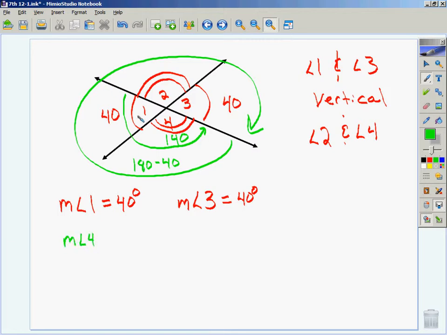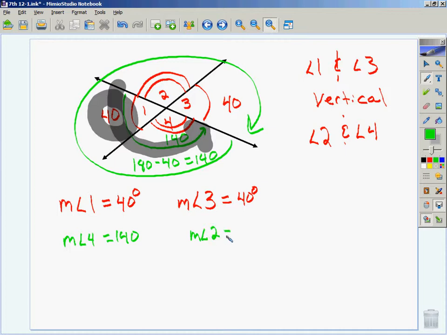There's 180 degrees from here to here. Okay? I've used up how much of it? 40. How much has to be here? 180 minus 40, which would be 140. You with me? So if angle 4 was 140 degrees, how big would angle 2 be? It'd also be 140 degrees.